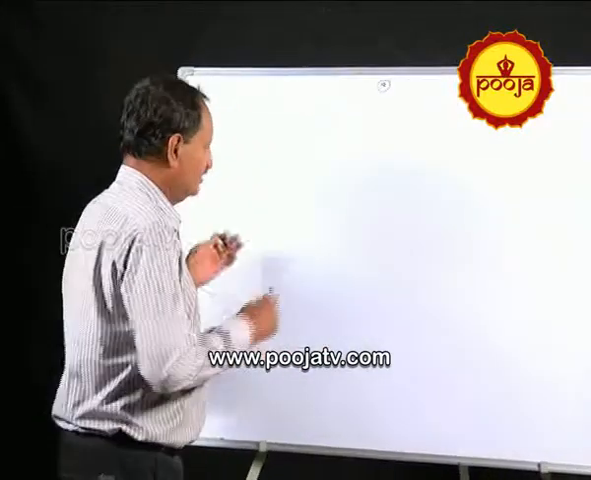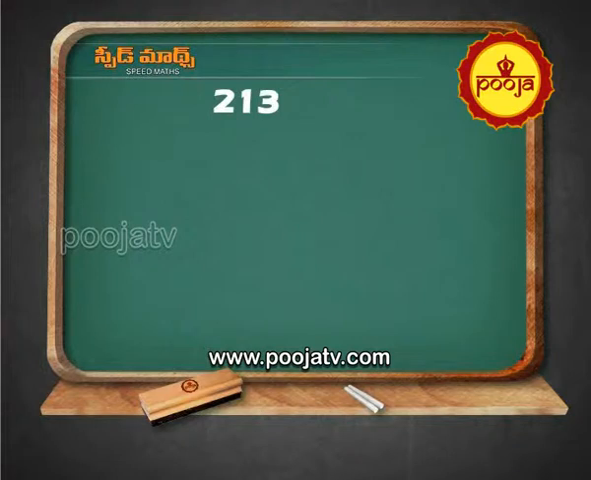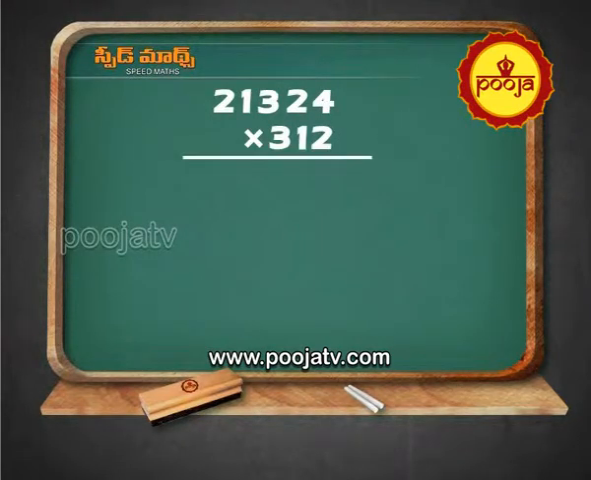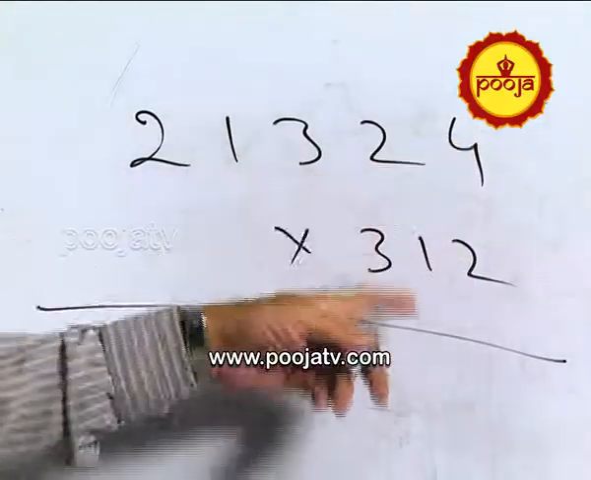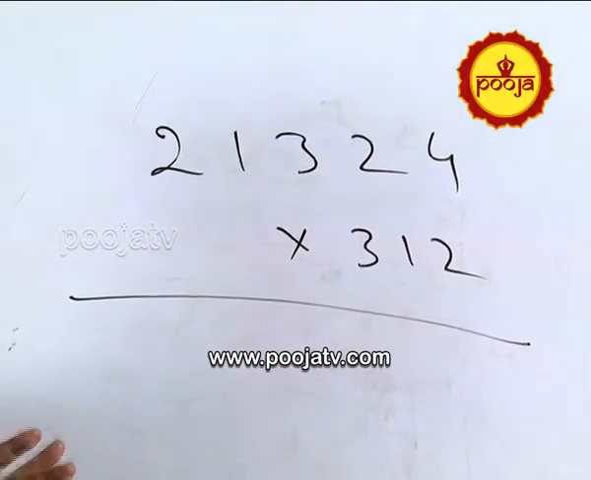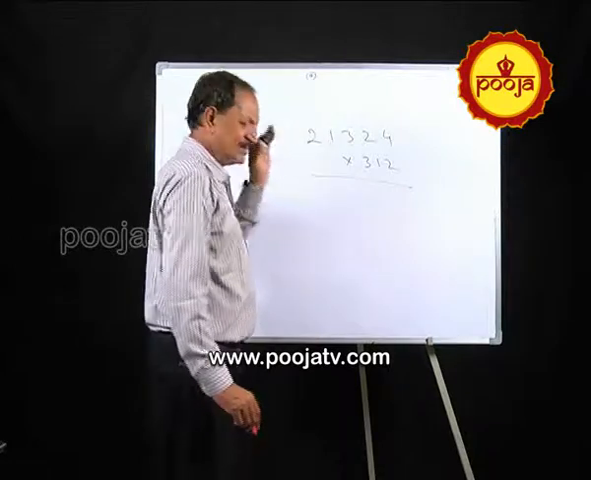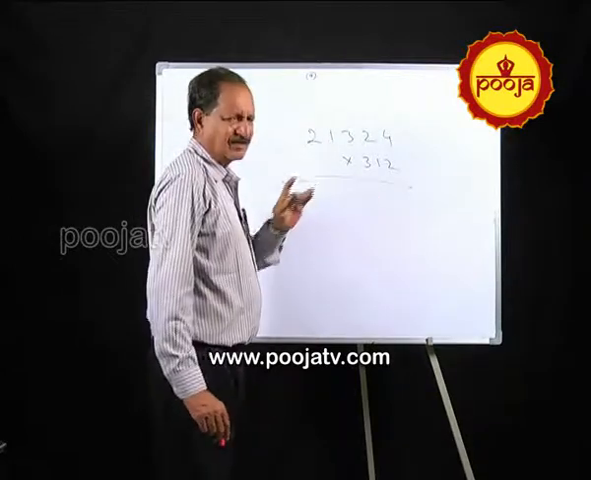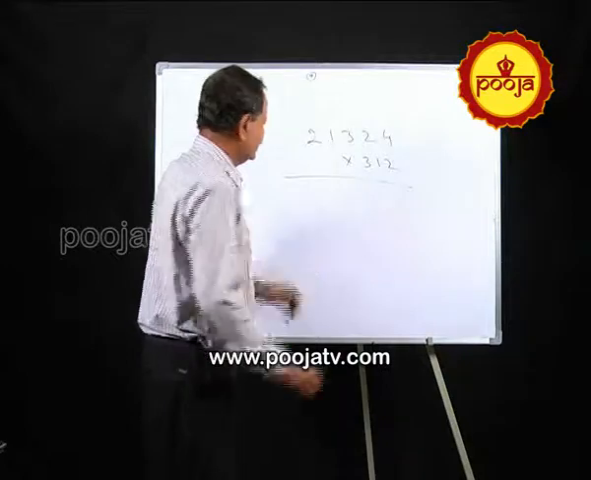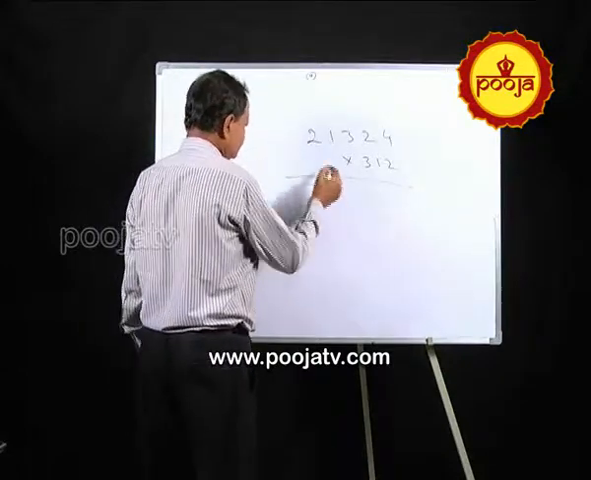Just you see. 2 1 3 2 4 into 3 1 2. Here you have to multiply with 2 1 3, add all those things, but in speed maths you can do it mentally only in one line. For that you ought to do some practice. How to do? I will write the steps also, inevitable.